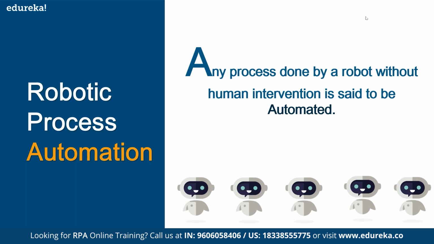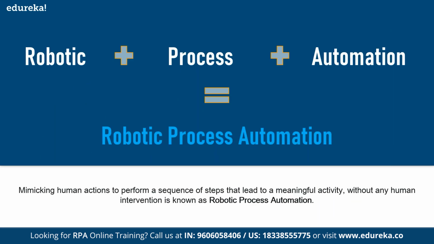So putting it all together, mimicking human action to perform a sequence of steps which lead to a meaningful activity without any human intervention is called robotic process automation, guys. So the manual work that you do in your industry is now being done by robots. Simply, that is called robotic process automation.